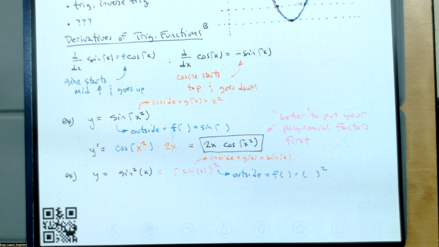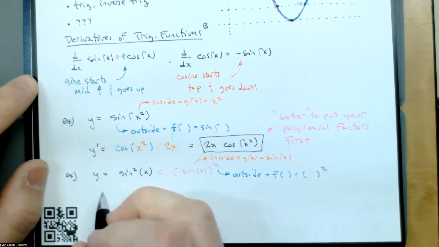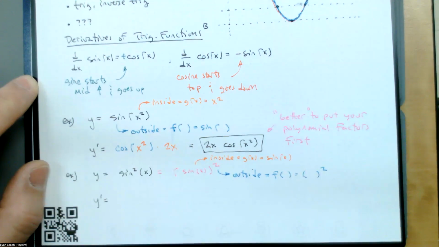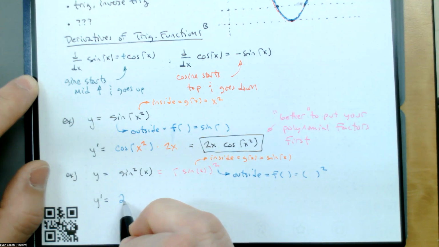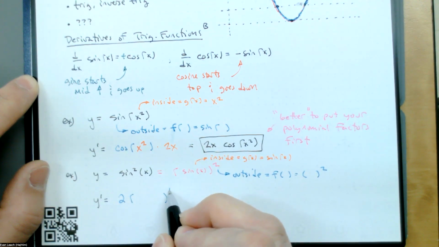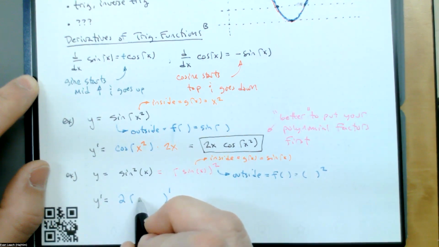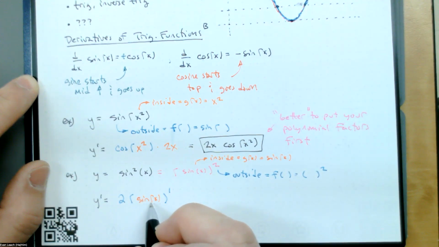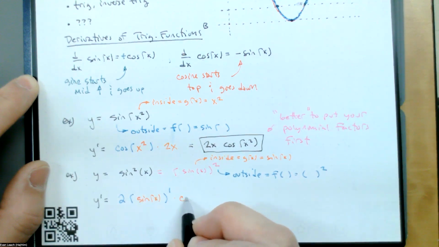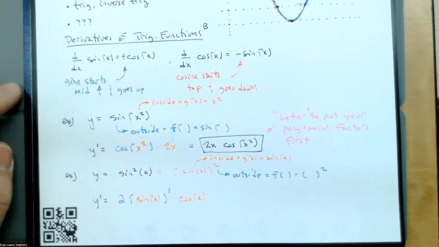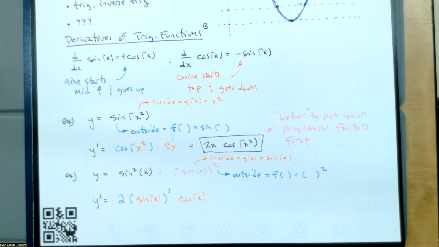So for the derivative, we're going to use the chain rule because we have a composition. We've identified inside and outside. y prime is the derivative of the outside with respect to the inside. The derivative of something squared is 2 times that thing to the first, times the derivative of that thing. That thing in this case is the inside, which is sine of x. And the derivative of sine of x is cosine of x. This would be an excessive amount of stuff to write, but this is what's happening when we think about the derivative of sine squared x.